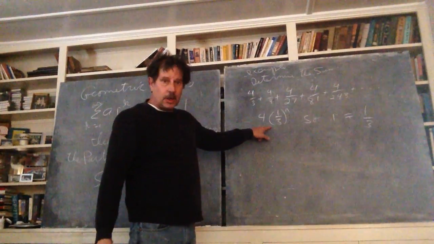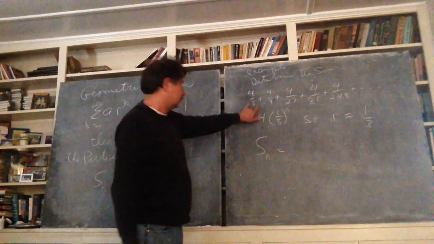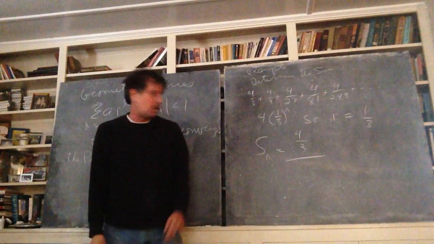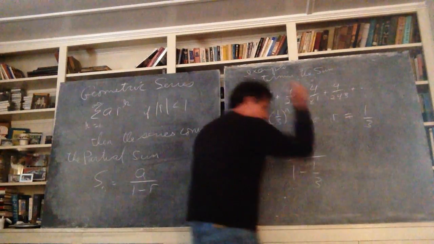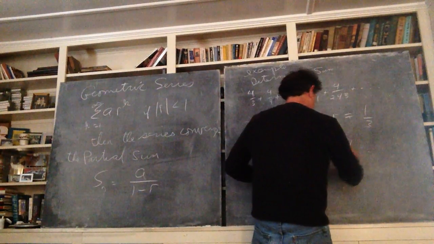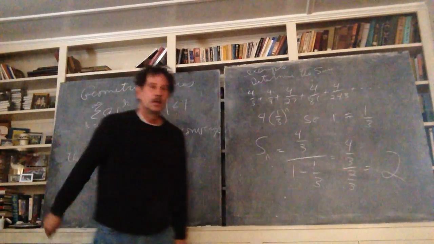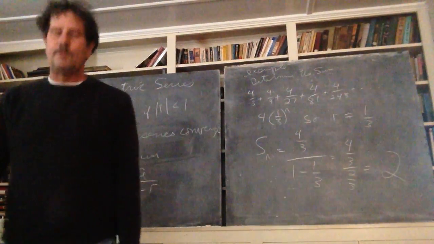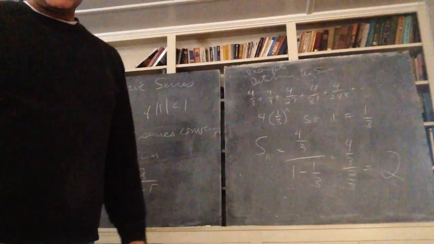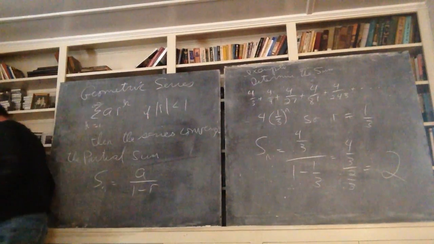So R is 1/3. The sum of this series is A, the first term, over 1 minus R, with R being 1/3. That's 4/3 over 2/3, which is 2. The limit of the partial sums as the series goes towards infinity is 2. It will add to 2.